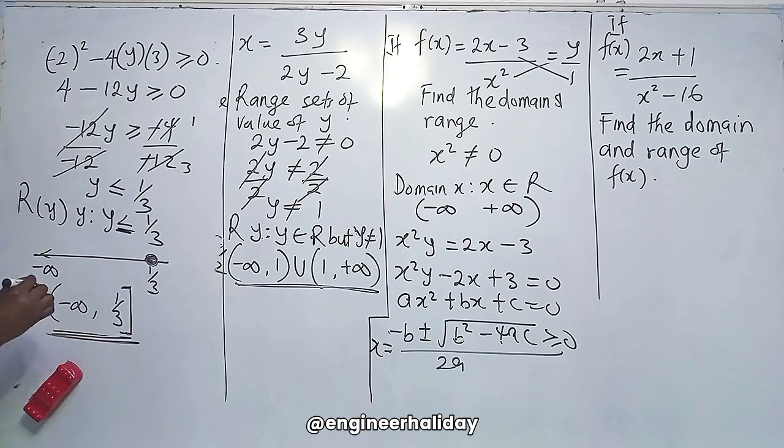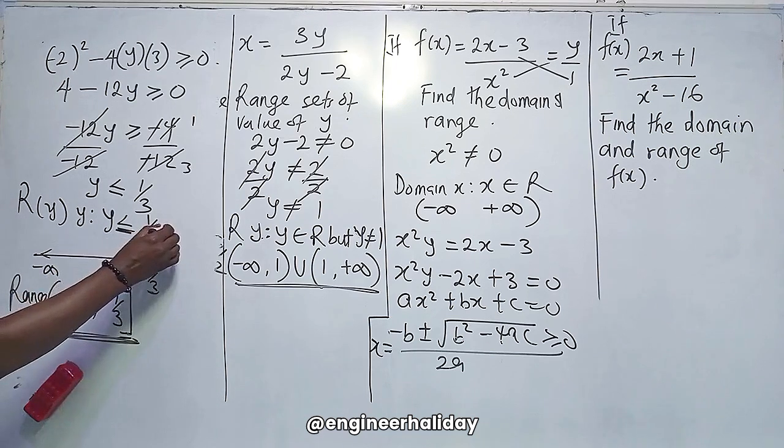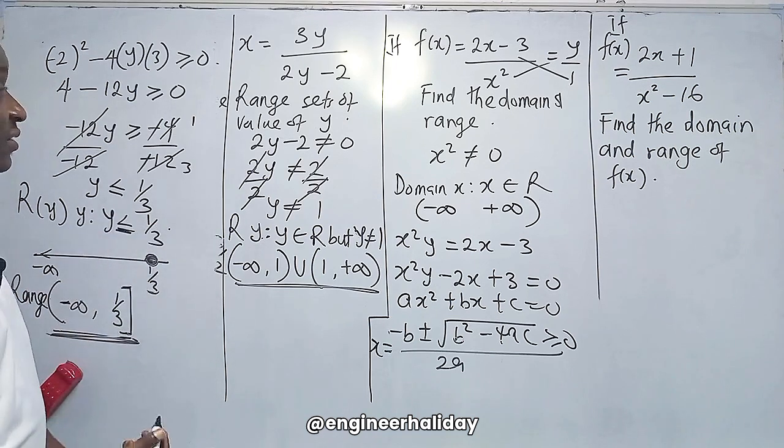So this is what I would have. You cannot close infinity, negative infinity or positive infinity. It's tending to reach, so that is it. So this is your range. Either you choose this answer or this, anyone is your answer.